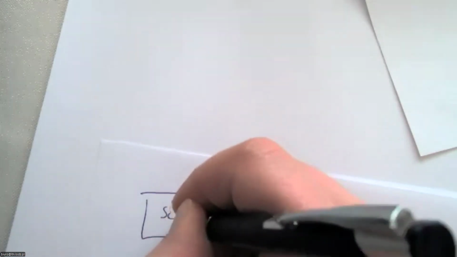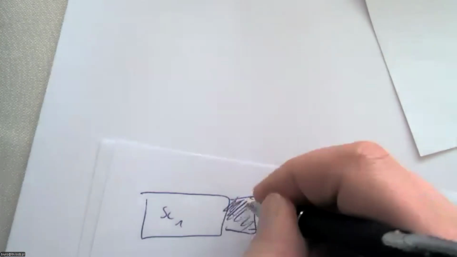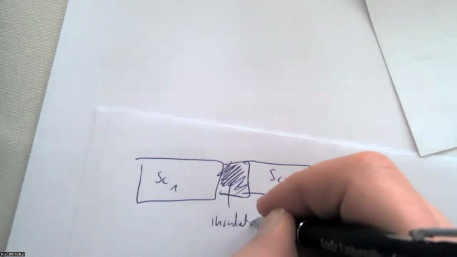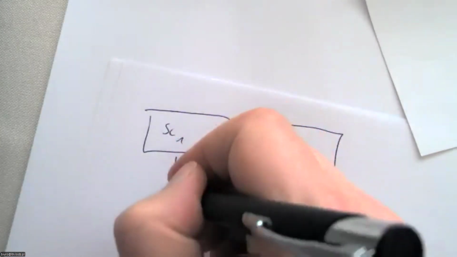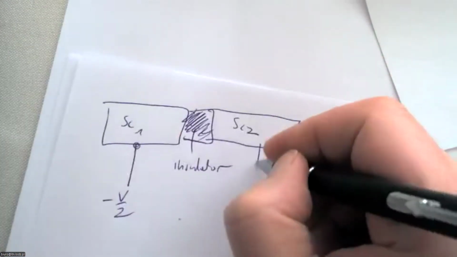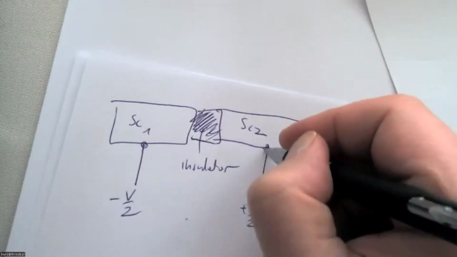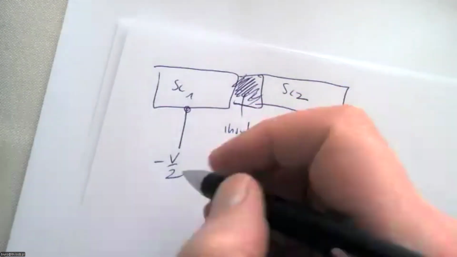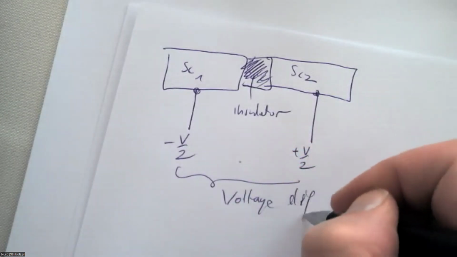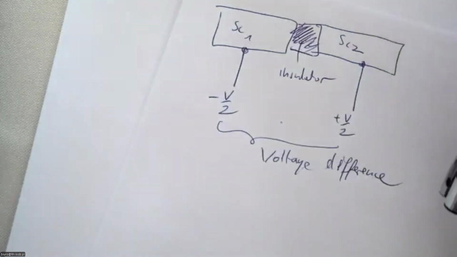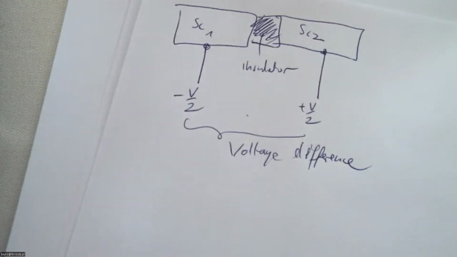I will give you some hint. So if you apply, you have the left superconductor, insulator, right superconductor, SC1, SC2, insulator, and you apply minus V over 2 here, plus V over 2 here. So there is a voltage difference. Okay, so then I have to modify my equations. And so what does happen is this. Okay, I will write you this.